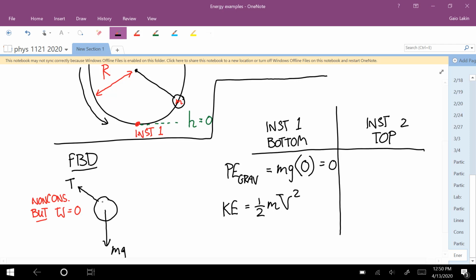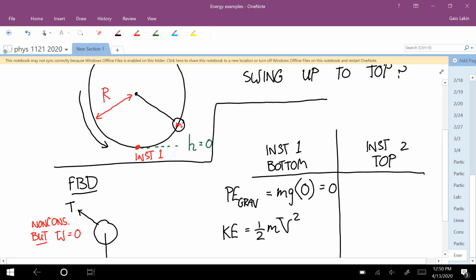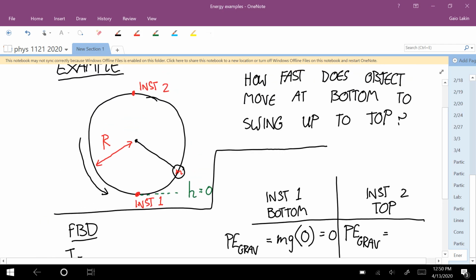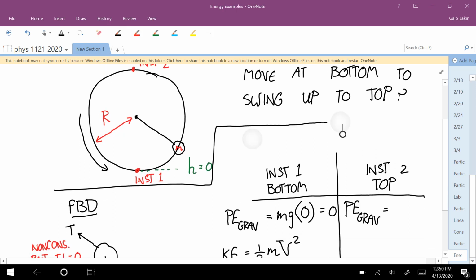Now up at the top, what do we know about the potential energy? Well, the potential energy due to gravitation is m times g times the height. If the height at the bottom is 0, what's the height at the top? Well, it's 2 of those radii. It's the diameter of that circle. So we can write this as 2r, that's the h, times mg.